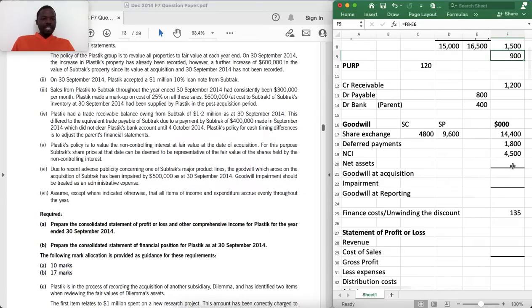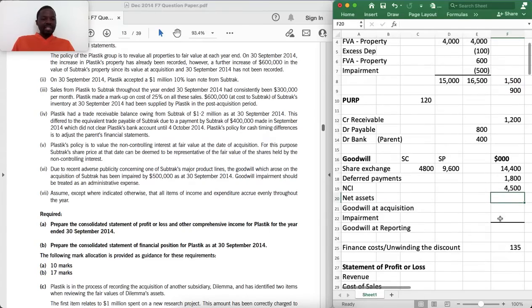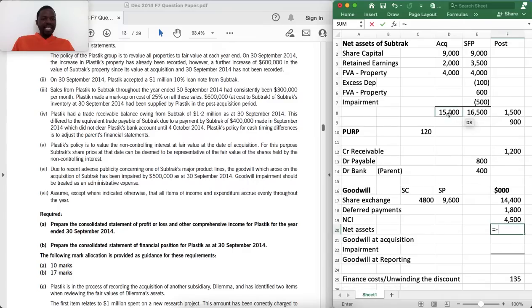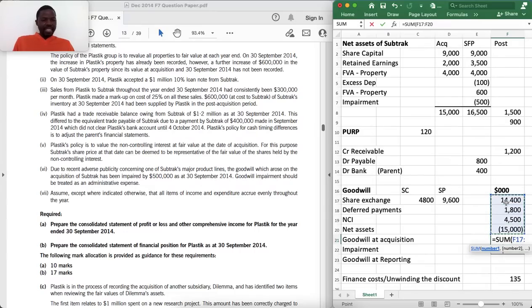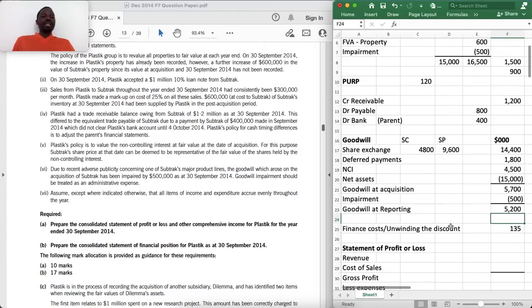Now let's fill in all the blanks. The goodwill, we were left with net assets at acquisition. We now have the net assets at acquisition here. So we can sum up to get the goodwill at acquisition. That is the goodwill at acquisition. Then we can take off impairment to get the goodwill at reporting as 5.2.